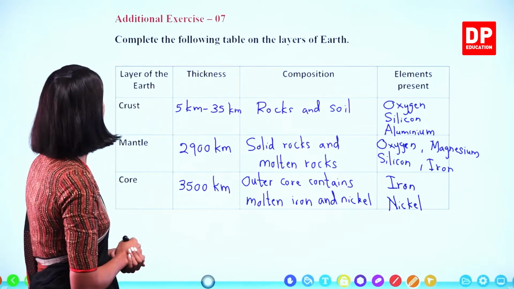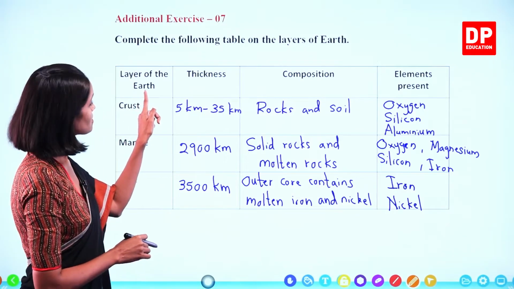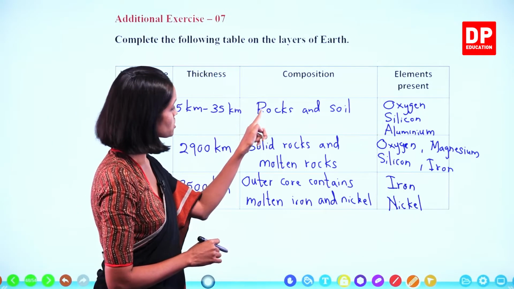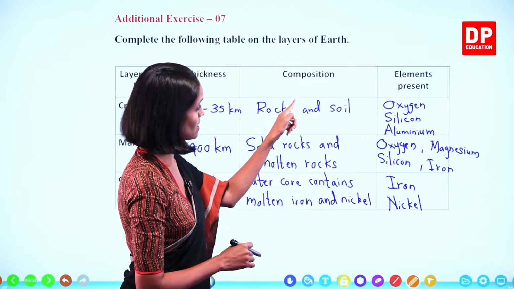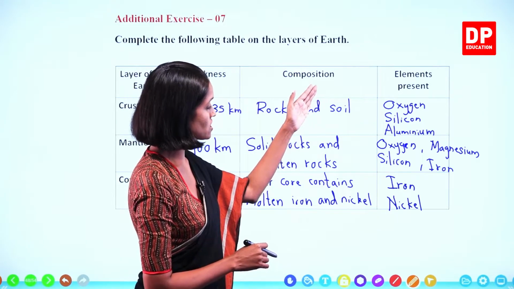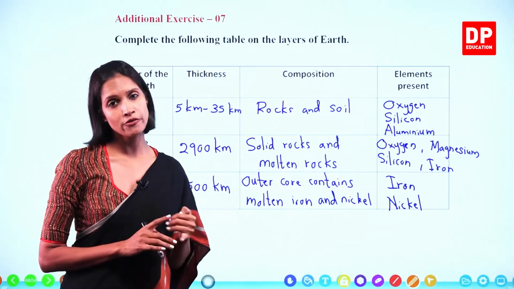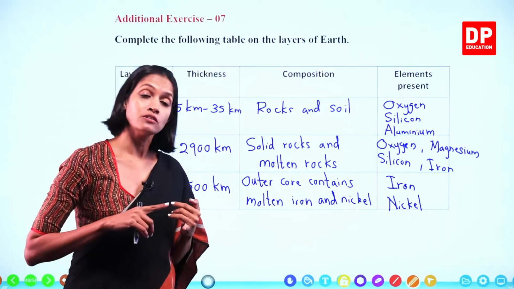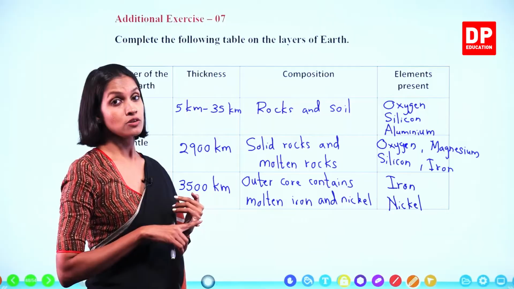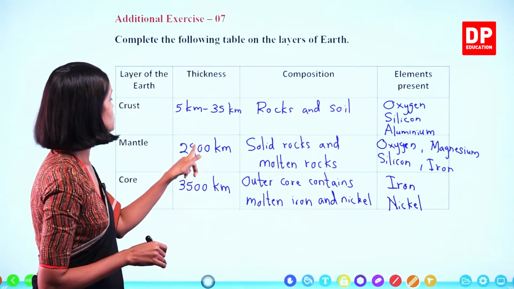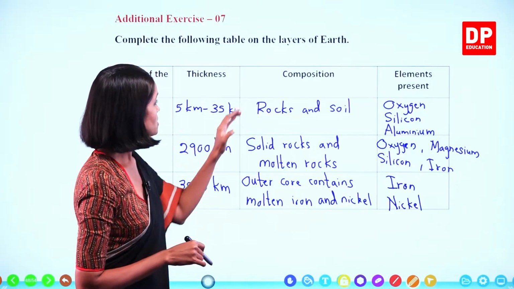Right, children? The crust thickness is 5 to 35 kilometers. Composition: made up of rocks and soil. Elements present: oxygen, silicon, aluminium are the main elements present. Apart from that, iron, gold, silver, and copper are also present. Mantle: thickness is 2,900 kilometers.